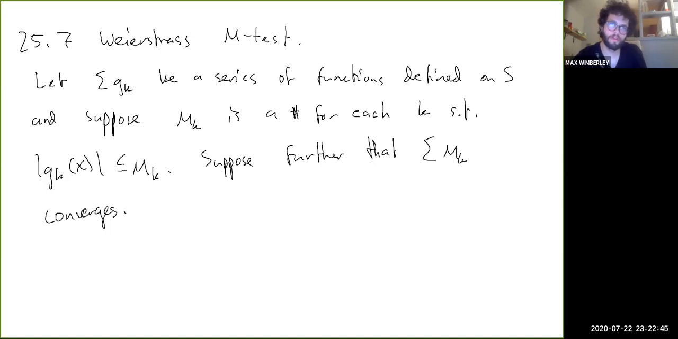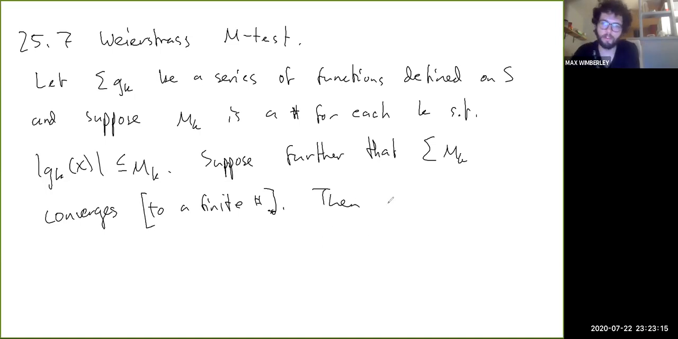to a finite number, of course. That's the only way it can converge, if it's converging to a finite number. I just want to emphasize that if it's converging, then it is converging to a finite number. So just to remind you, we don't consider a series to converge to infinity. Then it's automatic from this that the series g_k converges uniformly on S, okay? So let's see why.